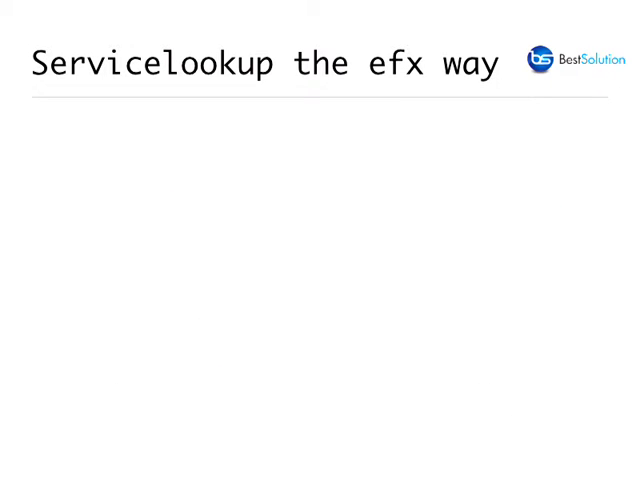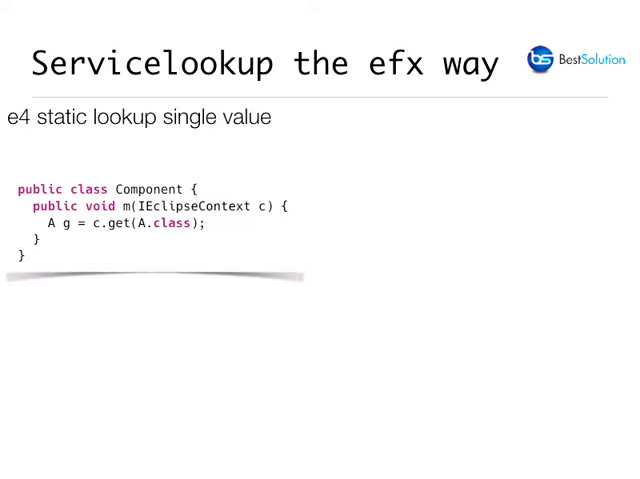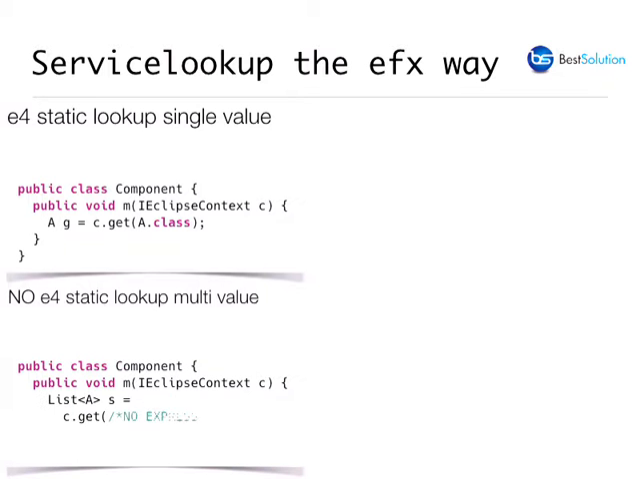But what when we do static lookups? A static lookup in Eclipse 4 is through the IEclipseContext. So getting access to a service or component is c.get. But what if you want to look up multiple of them? Impossible. There is no expression for an EclipseContext get that gives you a list.